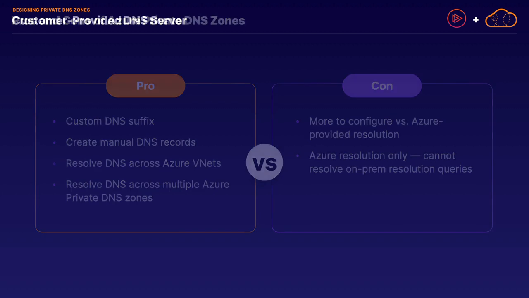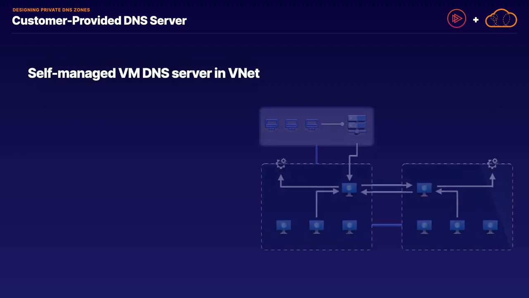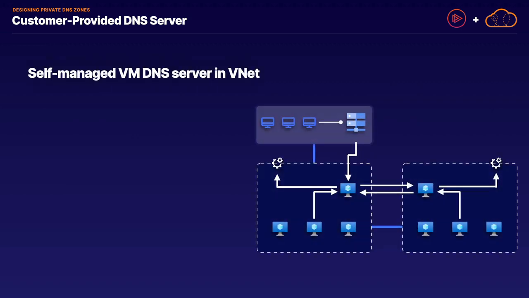Moving on, let's quickly look at our third option, which is able to handle those types of queries, which is our customer-provided DNS server option. Overall, a customer-provided DNS server is a self-managed virtual machine that exists inside of a virtual network that handles private DNS resolution. This virtual machine in your virtual network will act as that DNS server for all your private DNS queries. This much more involved and manual option has two main purposes that you need to be aware of.